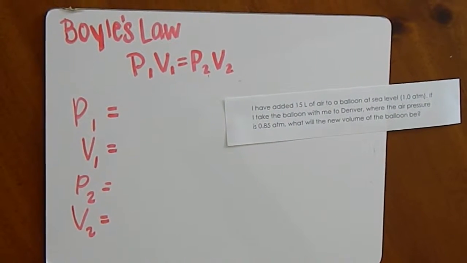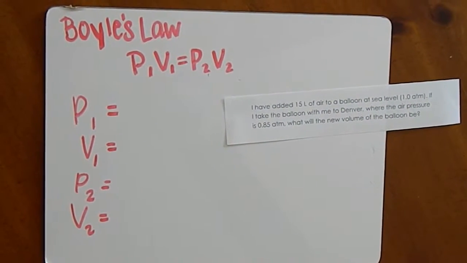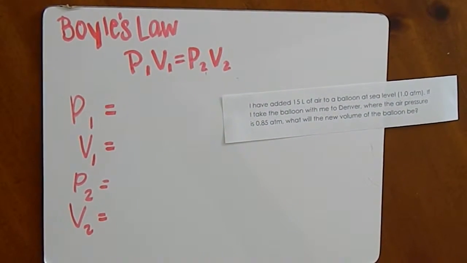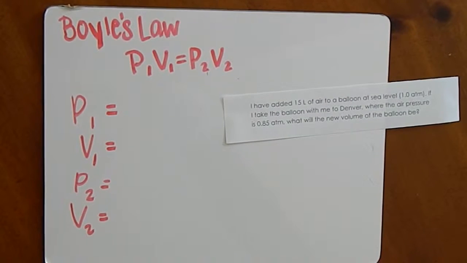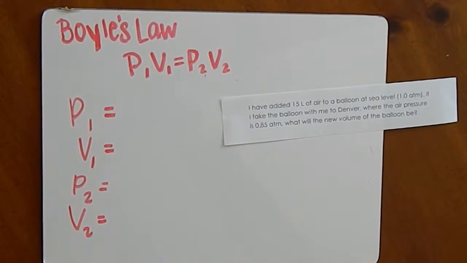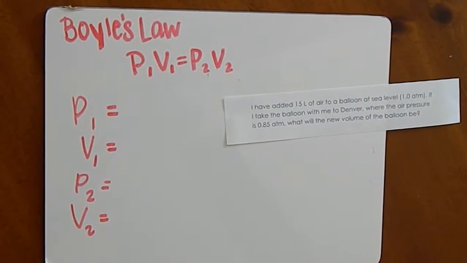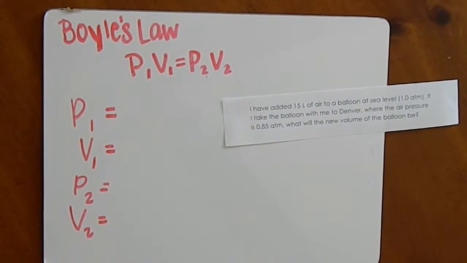Today we're dealing with the gas laws. Boyle's law says that the pressure and volume of a gas are inversely related. So when one increases, the other decreases. The equation for this is P1 times V1 equals P2 times V2. P1 is the initial pressure.